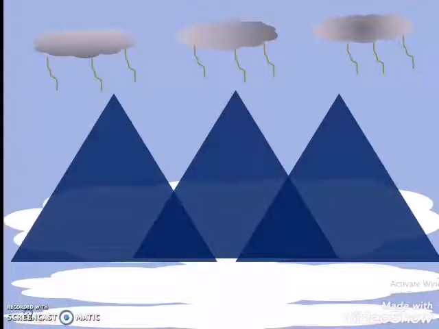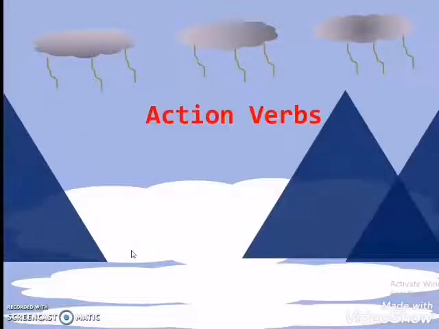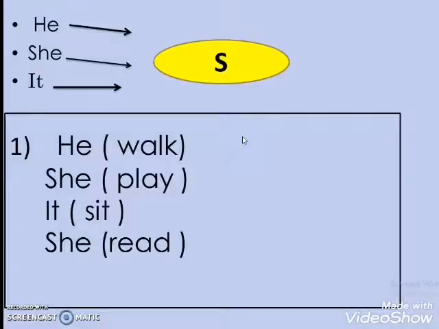Today, our lesson will be about action verbs. We said that an action verb describes or tells what someone does. Also, we said that when we have he, she, it before an action verb, what should we add? We should add s. Or when we have a singular noun before the action verb, we should also add an s to the action verb.